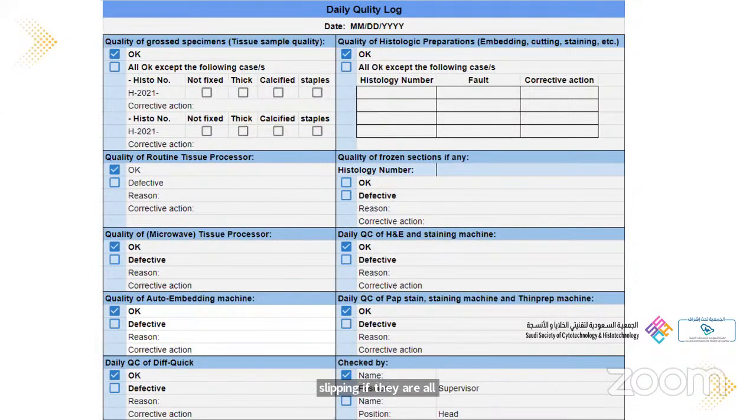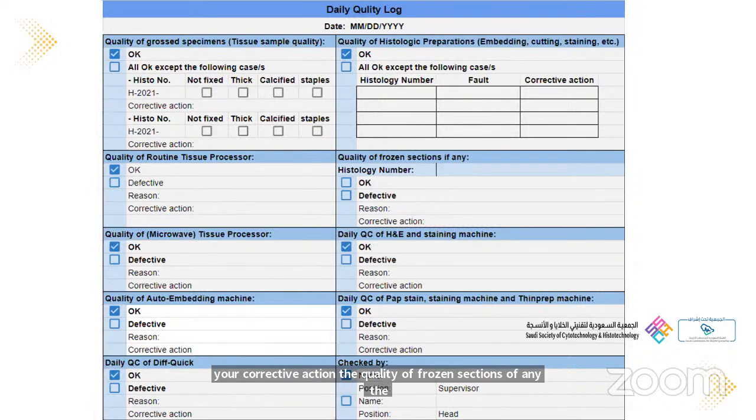What was the fault? Let's just say wrong orientation or a chatter in the cutting, or understained or overstained, or if there is cross contamination. Many variables out there. And what was your corrective action? The quality of frozen sections, if any. The daily QC of H&E and staining machine.